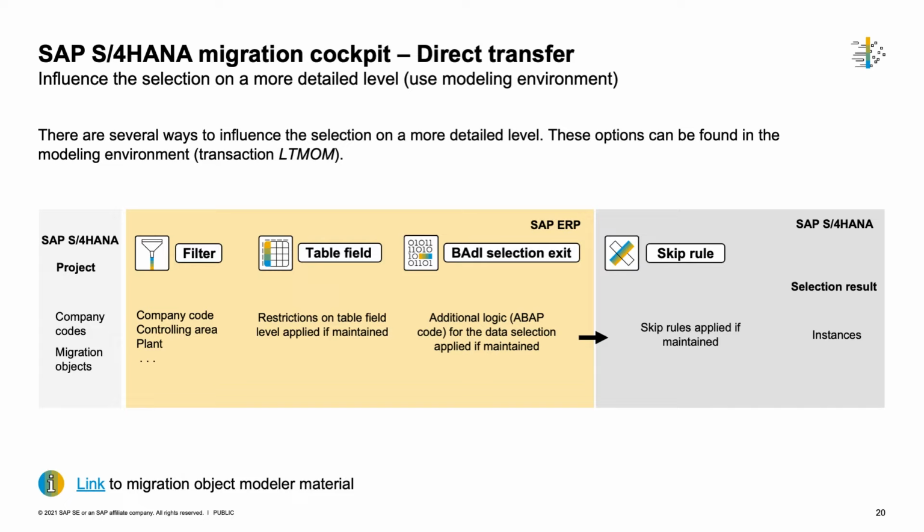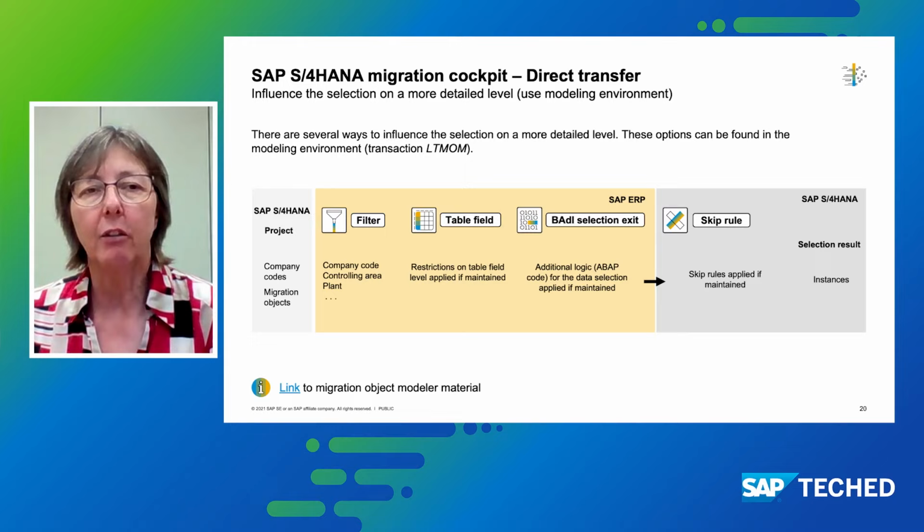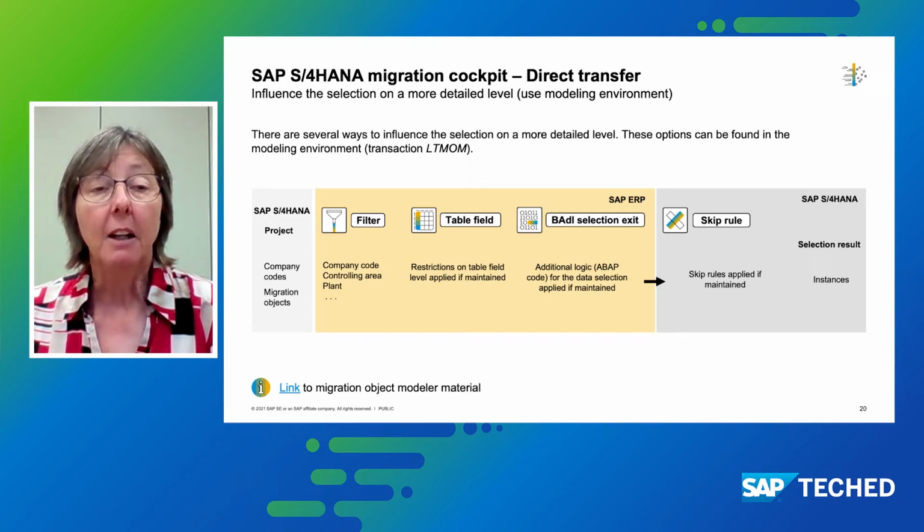Yeah, this selection is a very important topic, especially when you use the direct transfer. And as we saw in the migration app, you can choose the organizational unit and the pre-delivered objects. But in the backend, by using the modeling environment, you have even more possibilities. There are the so-called filters, which more or less represent the organizational units. And in addition, you have the possibility to restrict the selection on table field level.